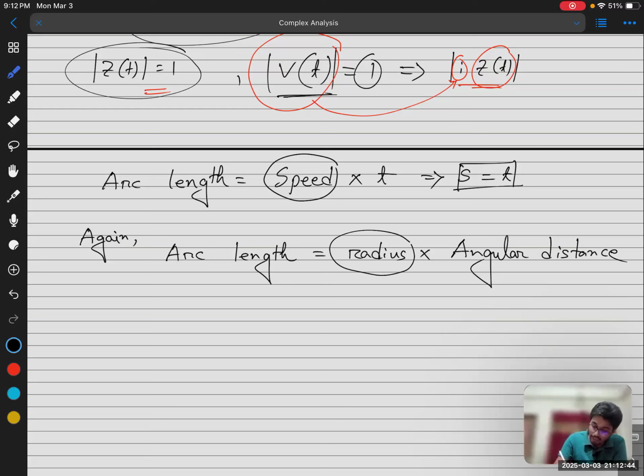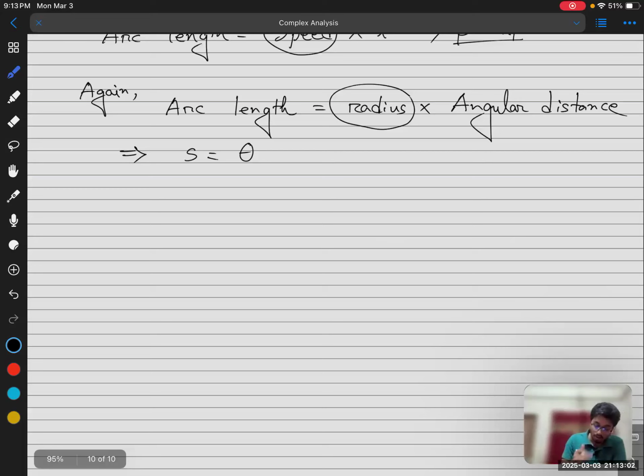So the radius of our circle is going to be 1, just because |z(t)| is 1. So our arc length s is going to be equal to the angular distance theta. So what does that mean? We are on the verge of proving Euler's identity.